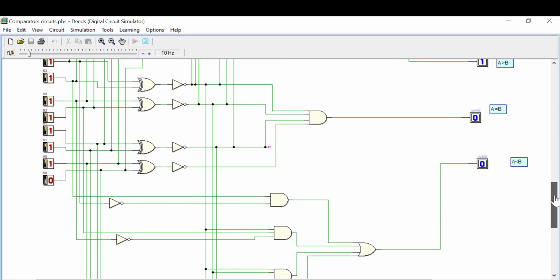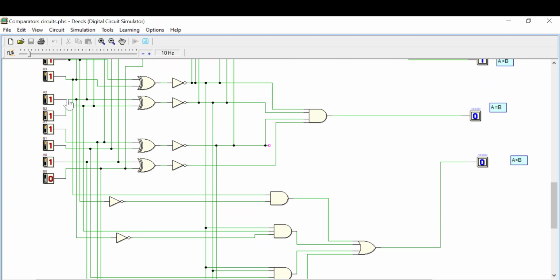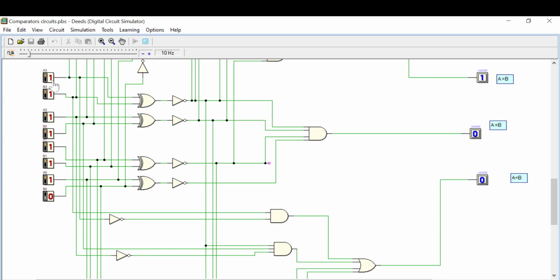Similarly, if you look at A less than B, if I make everything once again all zeros, A equals B is enabled now. I am going to make my B3 high and A3 low. That means my B3 is greater than A3, that means A less than B. You can see A less than B is enabled.